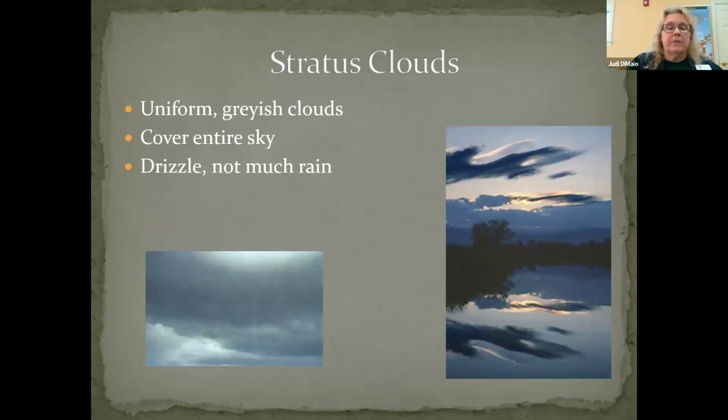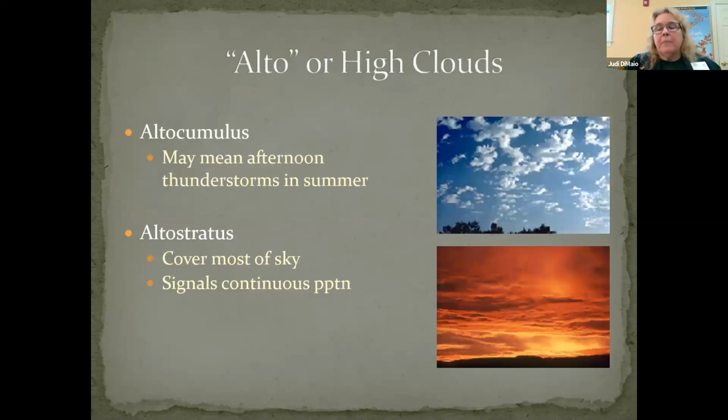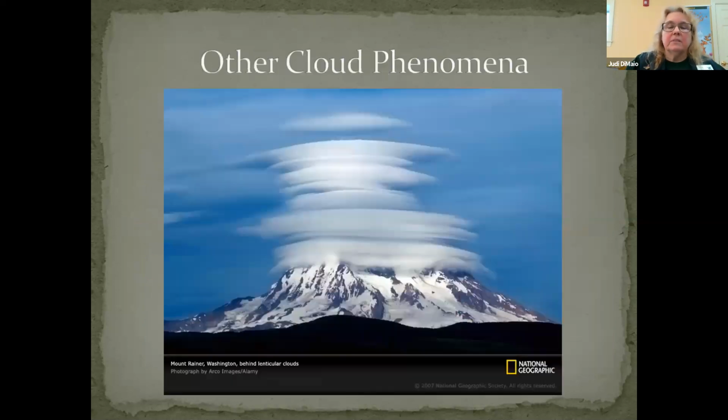These are just a few more examples. Like I said, they're just kind of nondescript. And then some of your high clouds, your altocumulus, could mean an afternoon summer thunderstorm. Altostratus usually could mean continuous precipitation when it covers most of the sky. It also allows for pretty cool looking sunsets.